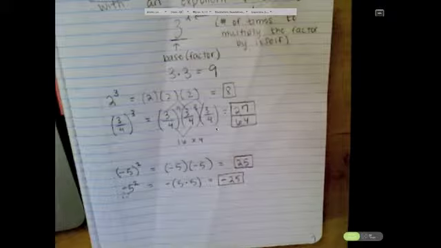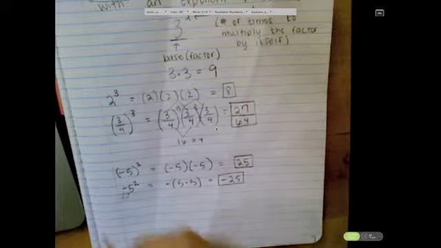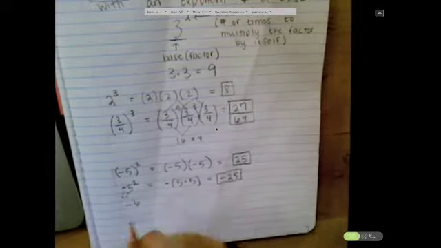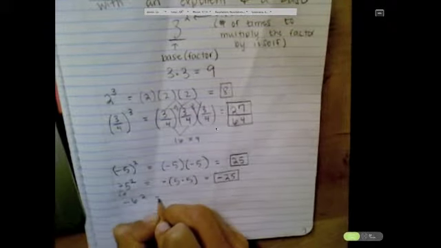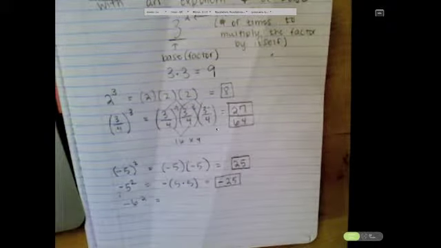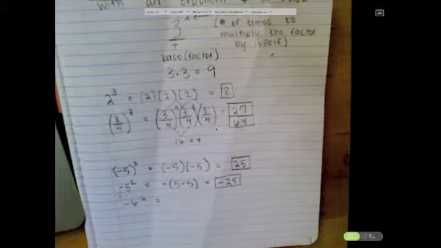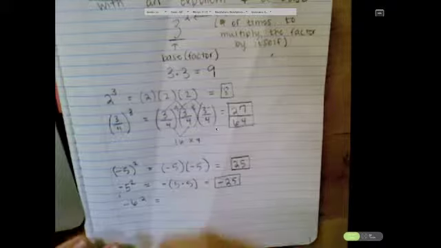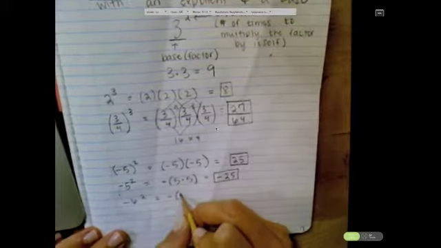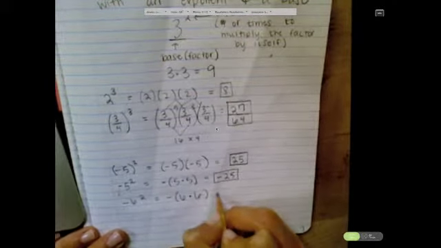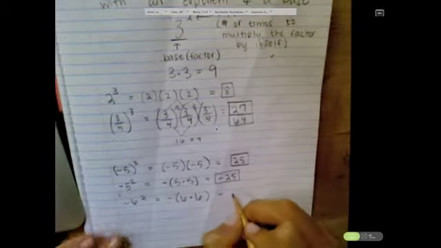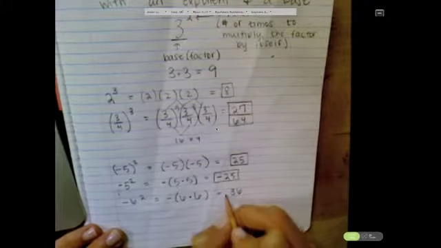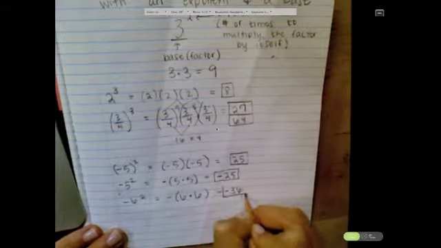Okay, so what if we had negative 6 to the power of 2? So what you need to look at is the 6 in parentheses. Is the negative 6 in parentheses? No. So that means that this is the same thing as negative 6 times 6. 6 times 6 is 36. And leave the negative in the front, negative 36.